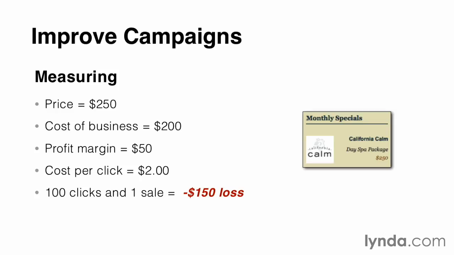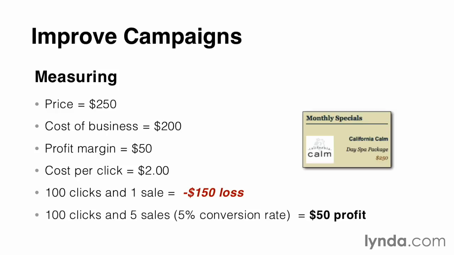Now, if I receive 100 clicks based on $2 per click and I only make one sale, I'm actually losing money. And so I have to be aware of how many clicks add up very quickly, and ultimately, even though I spent about $200, after my cost of business and my profit, I've actually lost money by making one sale. Now, if I get 100 clicks and I make 5 sales, which is a 5% conversion rate, I've still only made about $50 in profit.